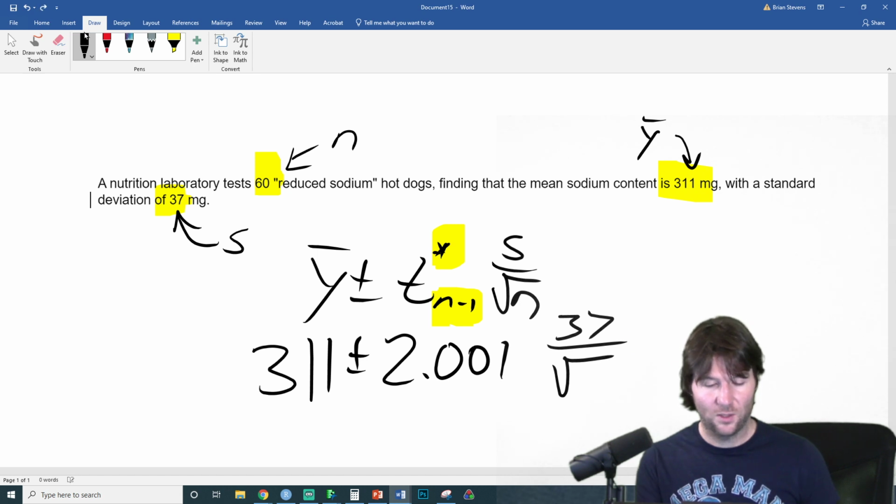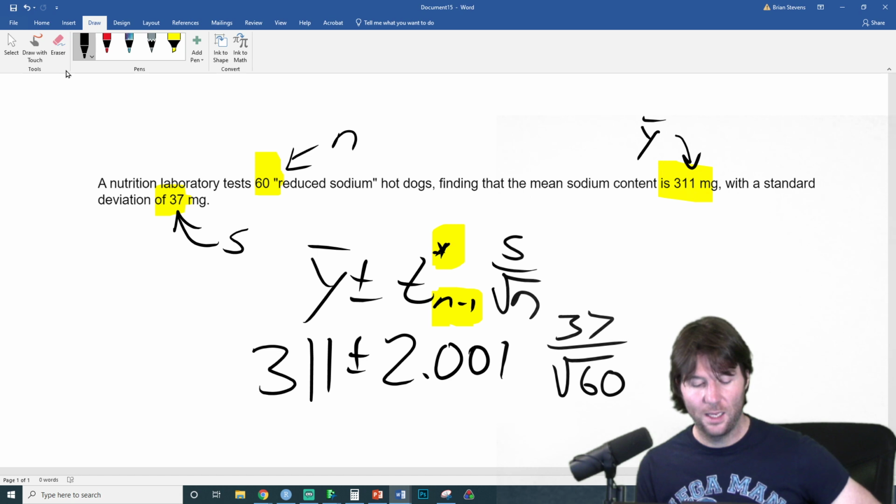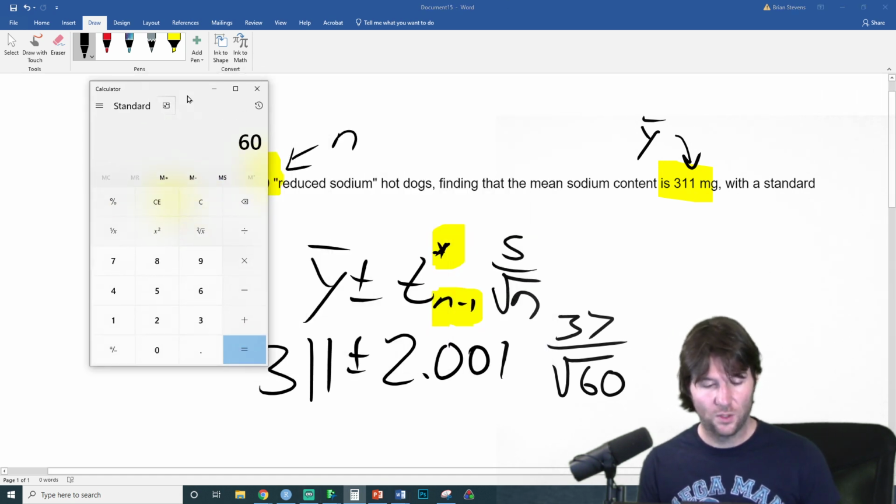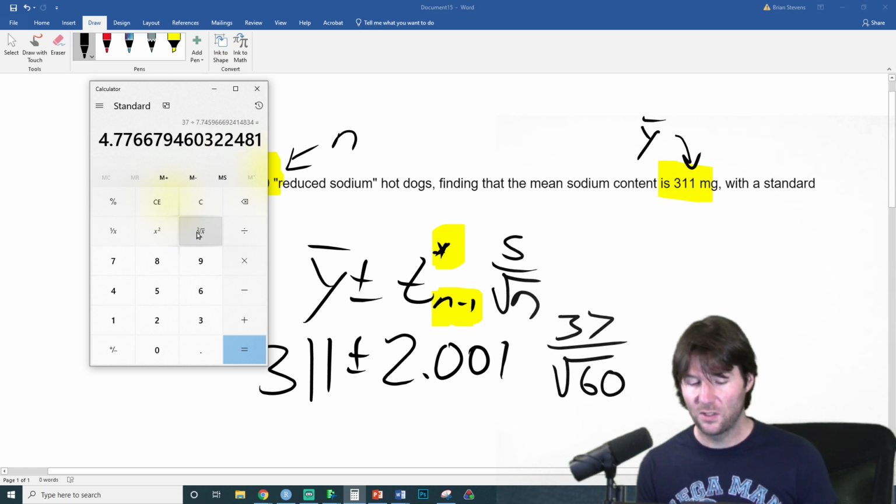Oops, it is right there, so let's put it there, and the N is 60. So that's the sample size. And finally, last but not least, let's go over here. Let's solve it. I do square root of 60 first, because that's going to go on the bottom. 37 divided by this, that's the standard error. The standard error is just this right here.